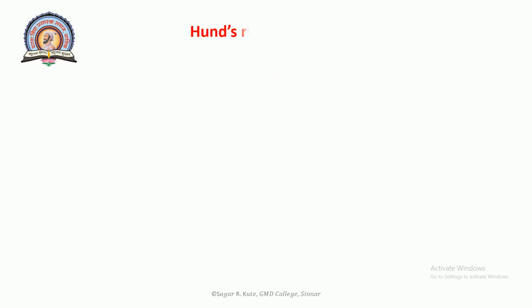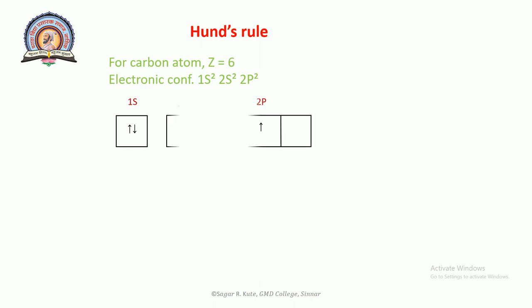Now next topic is Hund's rule. When an atom has orbitals of equal energy, the order in which they are filled with electrons is such that the maximum number of electrons have unpaired spin. For the carbon atom, Z is equal to 6, electronic configuration 1s² 2s² 2p². In this case, the 2p electrons cannot enter into only one orbital with paired spin. They enter into two separate orbitals with unpaired spin. Now this will be Hund's rule.